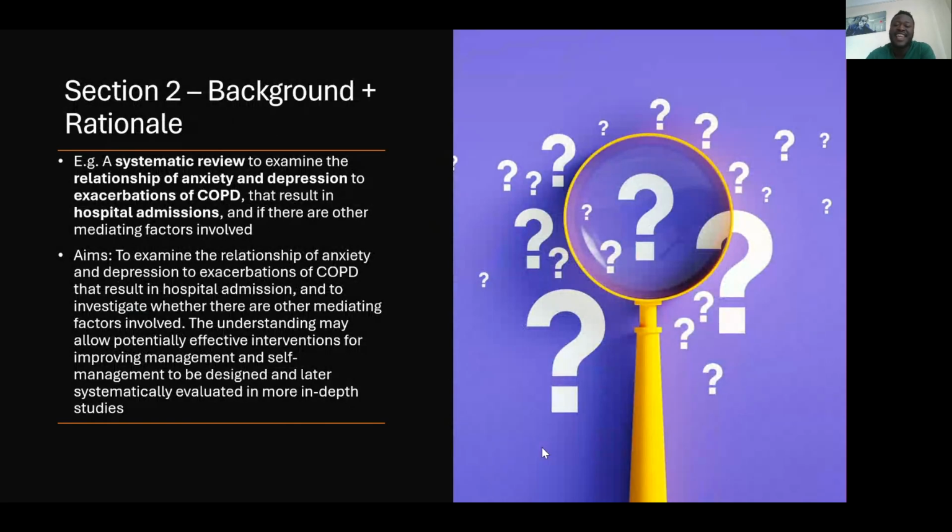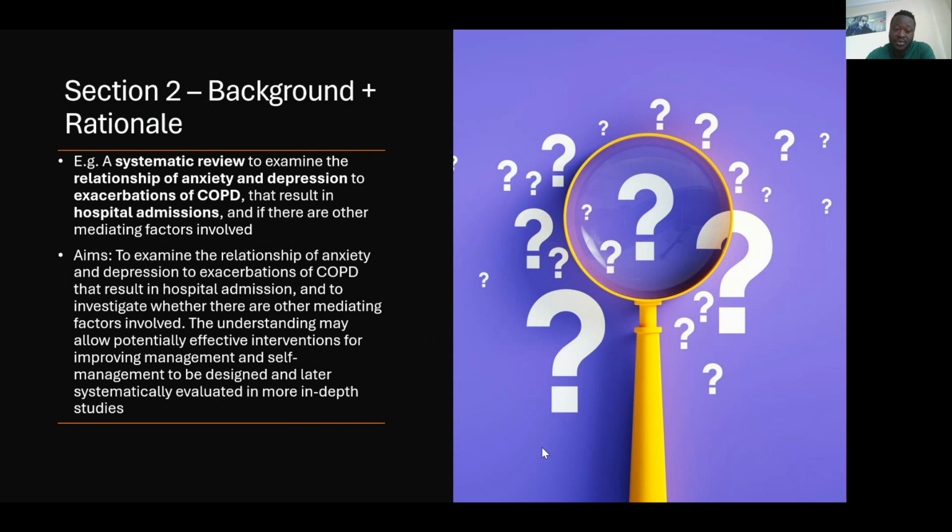So this is an example of what an aim would look like if you had a title along the lines of essentially a systematic review that's looking at the relationship of anxiety and depression and exacerbation of COPD. So that's your general research question. You've thought about it, you've made it quite specific, you know exactly what you're looking for.